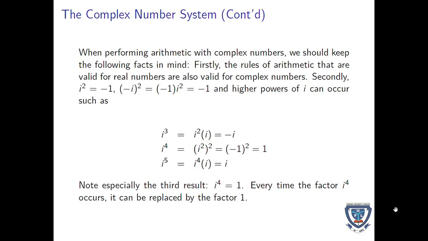Note that when performing arithmetic with complex numbers, we should keep the following facts in mind. Firstly, the rules of arithmetic that are valid for real numbers are also valid for complex numbers. Secondly, i squared is equal to minus 1, and higher powers of i can occur, such as i cubed is equal to minus i, i raised to the power 4 is equal to 1, i raised to the power 5 is equal to i, and so forth.